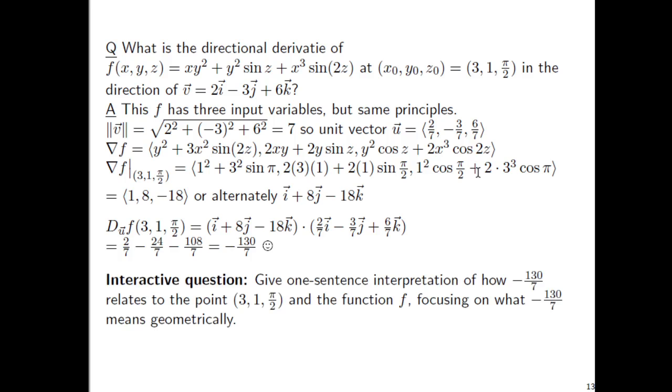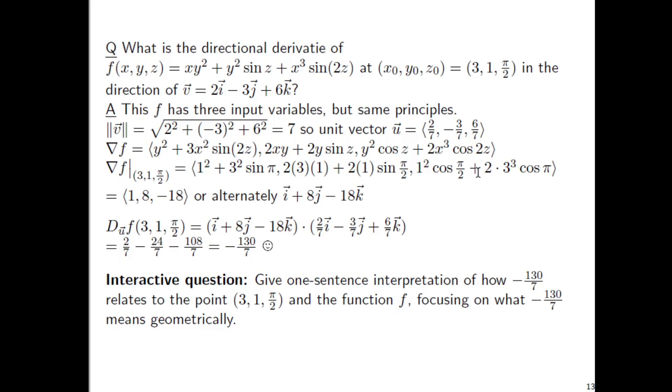Now, for the interactive question, give a one-sentence interpretation of how this number negative 130 over 7 relates to the point (3, 1, pi over 2) and the function f, focusing on what the number negative 130 over 7 means geometrically or situationally, physically. Create some kind of example where the w value, I guess we should call it, the output of this function, has some meaning, and then provide some kind of physical interpretation or geometric interpretation.